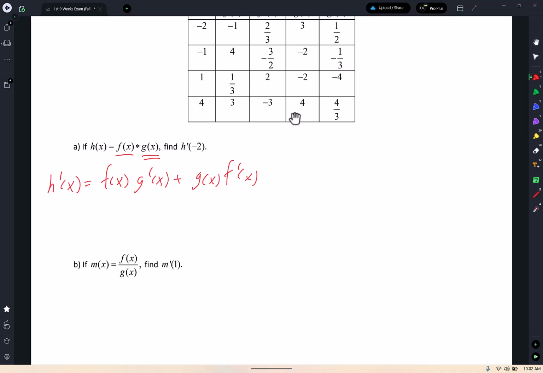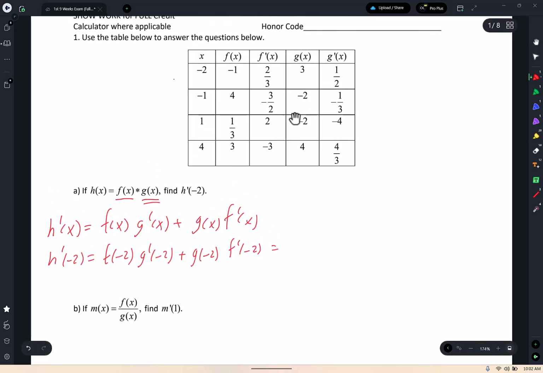I don't think anyone will have any issues with these first ones, A, B, and C. So h prime of negative 2 is equal to f of negative 2, g prime of negative 2, plus g of negative 2, f prime of negative 2, and we're just going to plug in. I'm going to look at negative 2, and pretty much I'm looking at all of these right there.